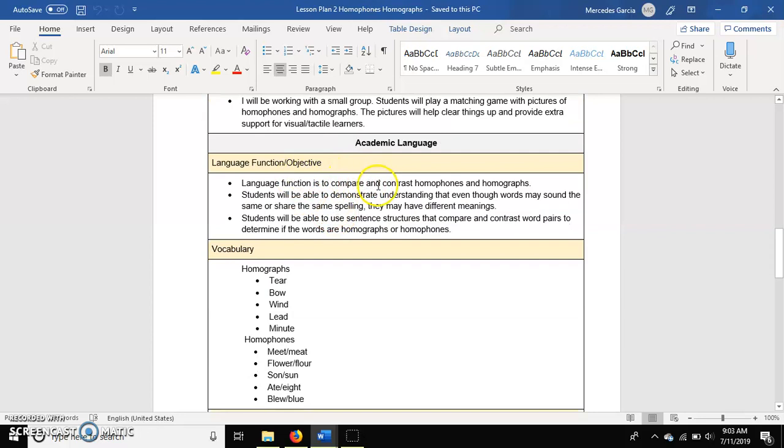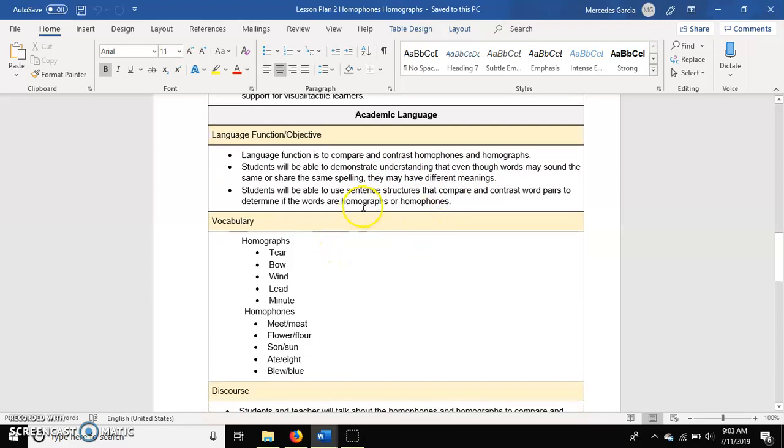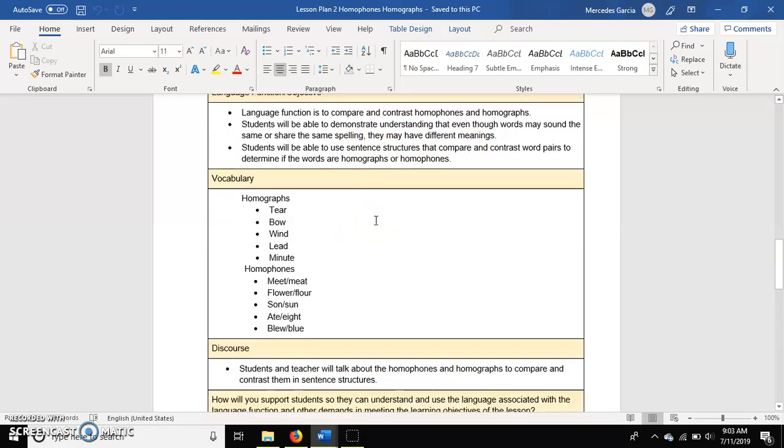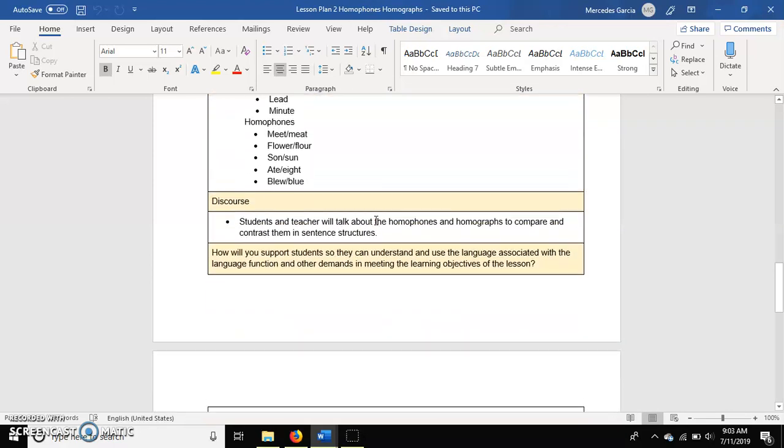The language function is to compare and contrast homophones and homographs to demonstrate understanding that even though words may sound the same or share the same meaning, they have many different meanings. To use sentence structures that compare and contrast word pairs to determine if the words are homographs or homophones.